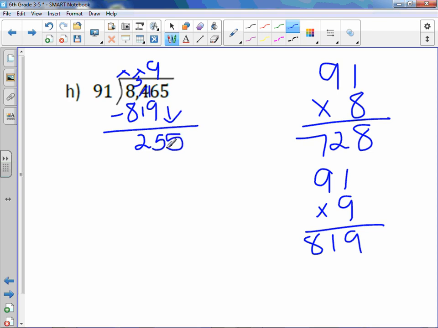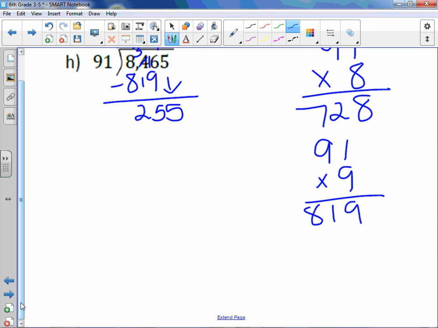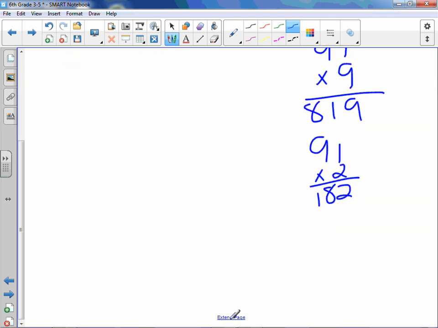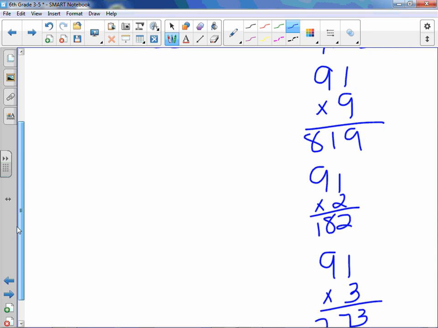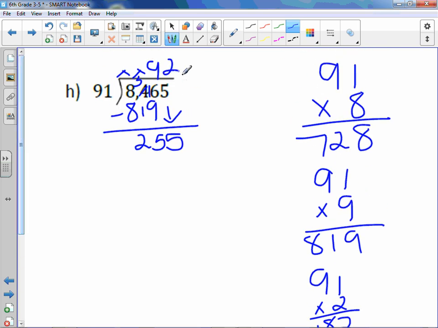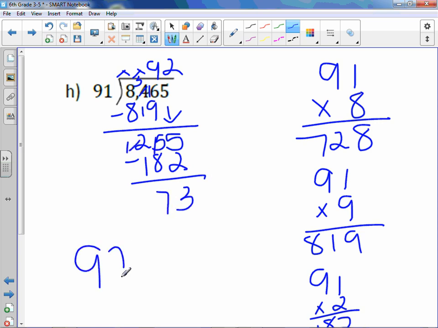Bring down the 5. So I would say it goes in probably 2 to 3 times. So let's try 2. 91 times 2 is 182. Maybe it can go. We'll try one more just to be sure. 91 times 3 is 273, which is too much. So it goes in twice, which is 182. So it's 92, remainder 73.